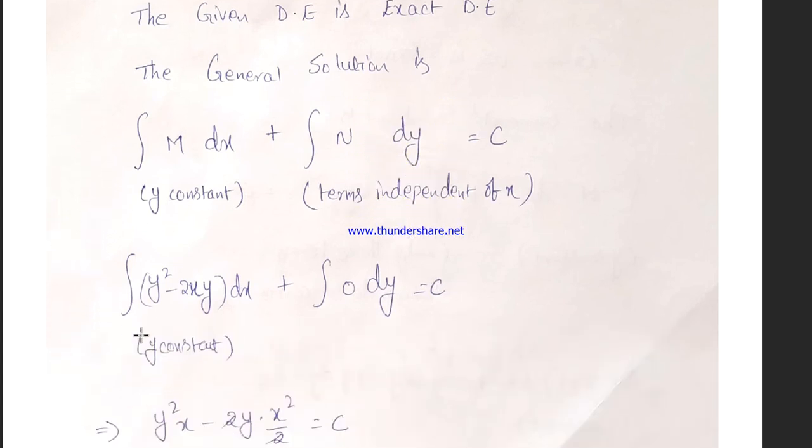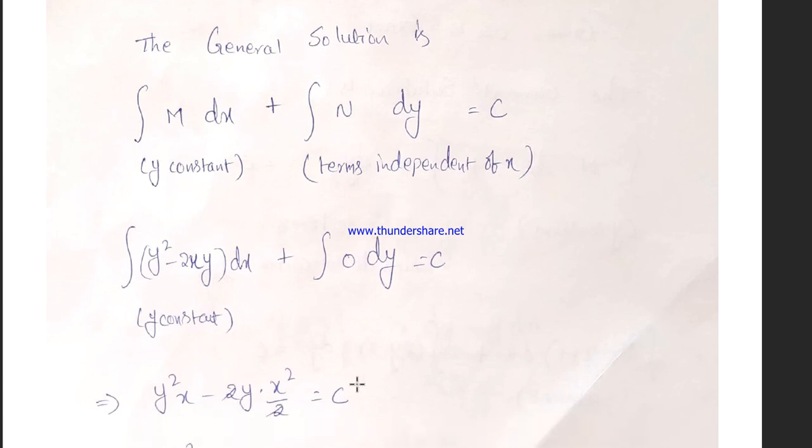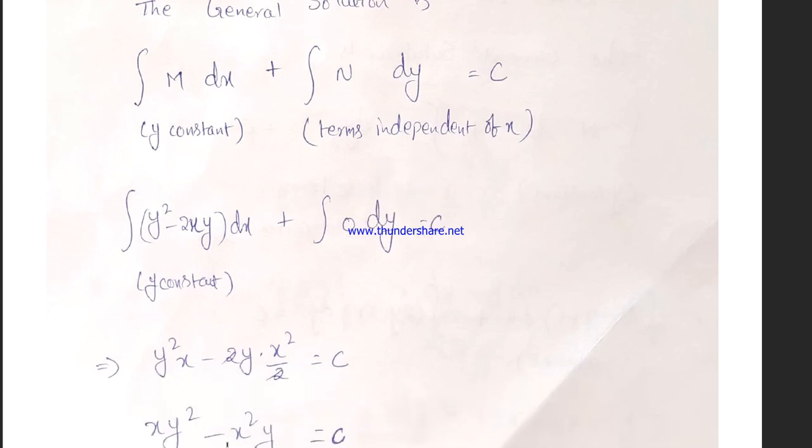So we integrate with respect to x. Y square is constant, so keep it outside, integral dx is x. Minus 2y is constant, keep it outside, integral x dx is x square by 2, so the 2 gets cancelled here. We get the solution xy square minus x square y is equal to c.